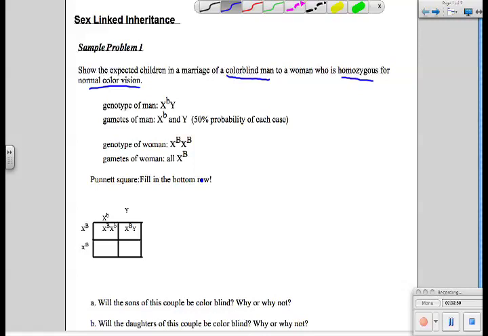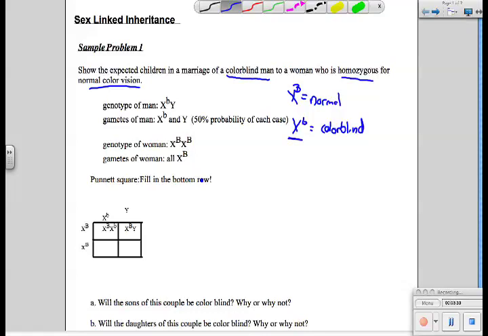So if I were to set up an allele key, it would look something like this, where X capital B is normal vision and X little b is colorblind. I've put them right onto the chromosome for us so that you don't forget that this is a trait that's linked to the X sex chromosome.